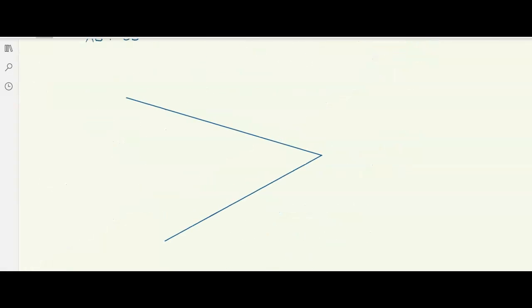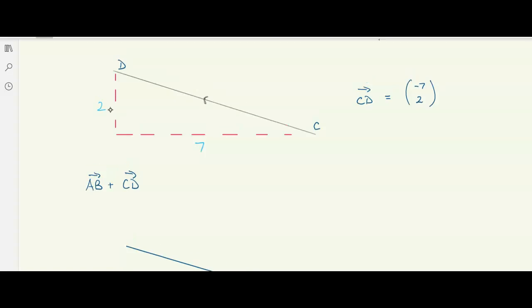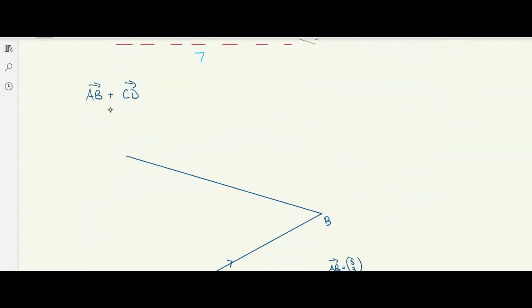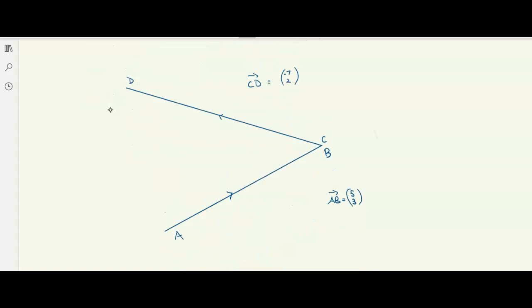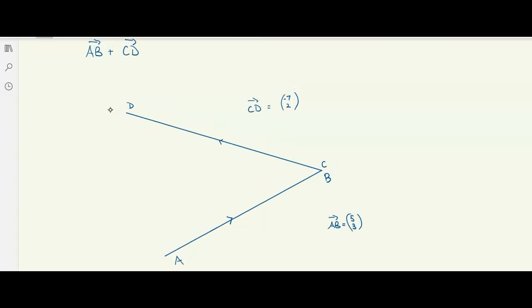So what I've tried to do here is reproduce my AB. My AB here, there's my B. Remembering that AB is equal to 5, 3 as a column, and my CD is negative 7, 2. CD going this way at negative 7, 2, right? So geometrically, this is how we set up an addition.